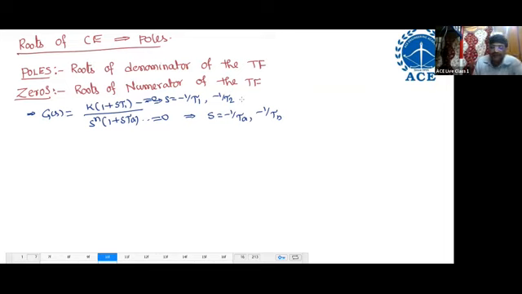For example, see, I'll take a resistive circuit like this. For example, I'll take a resistive circuit like this.